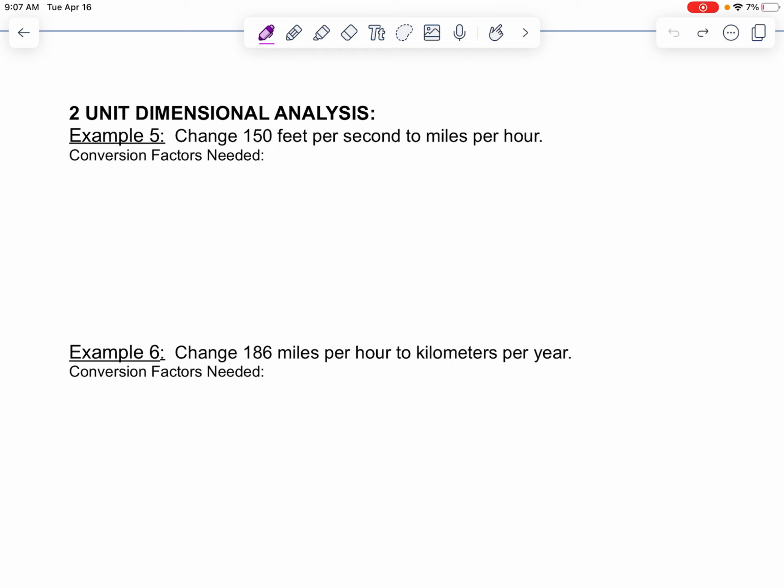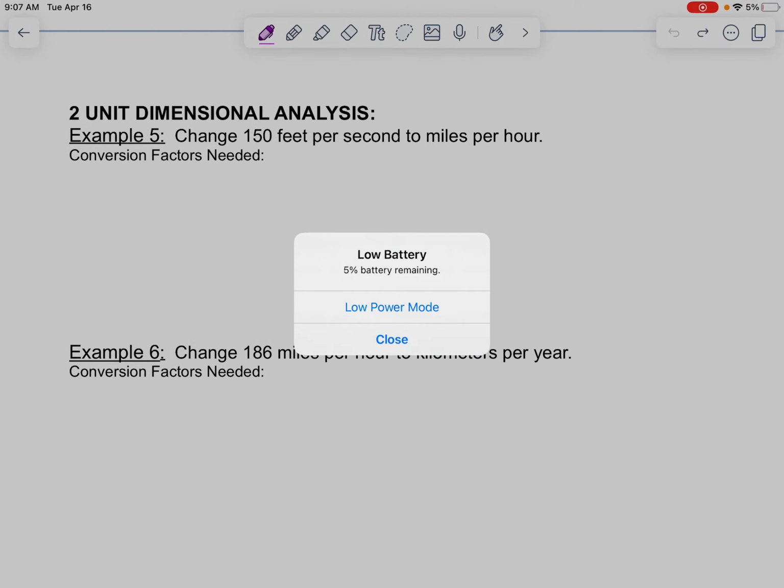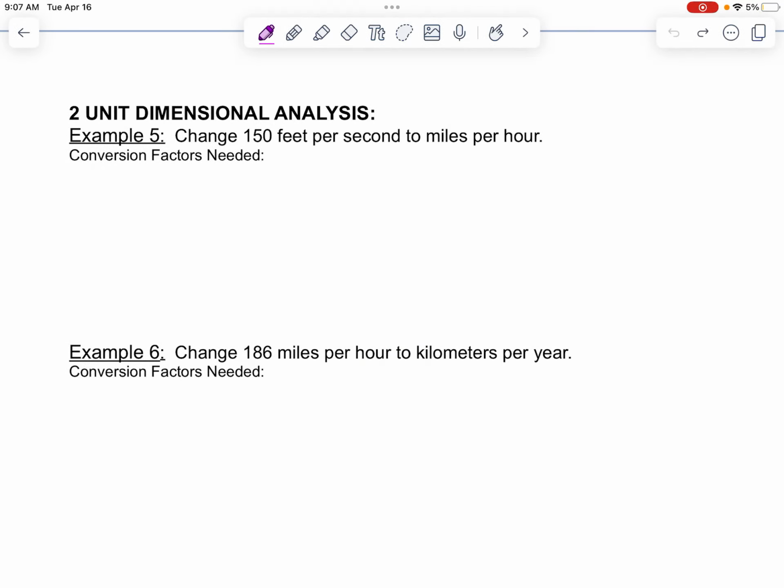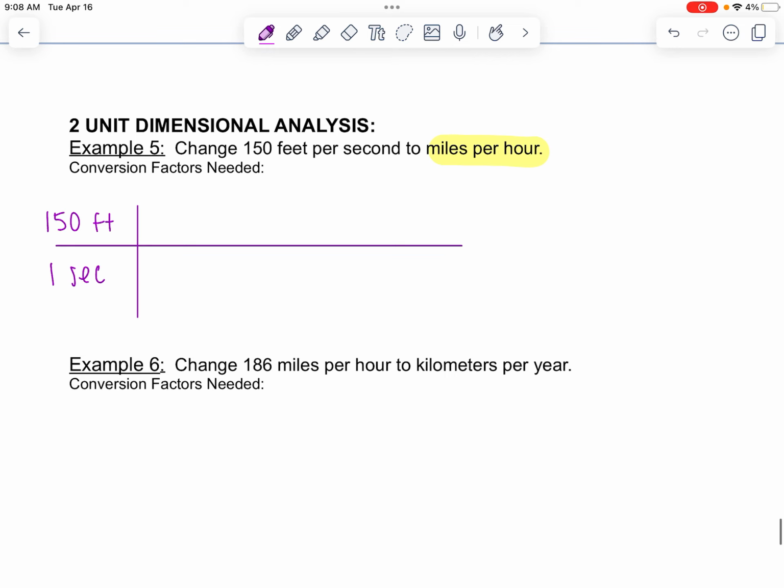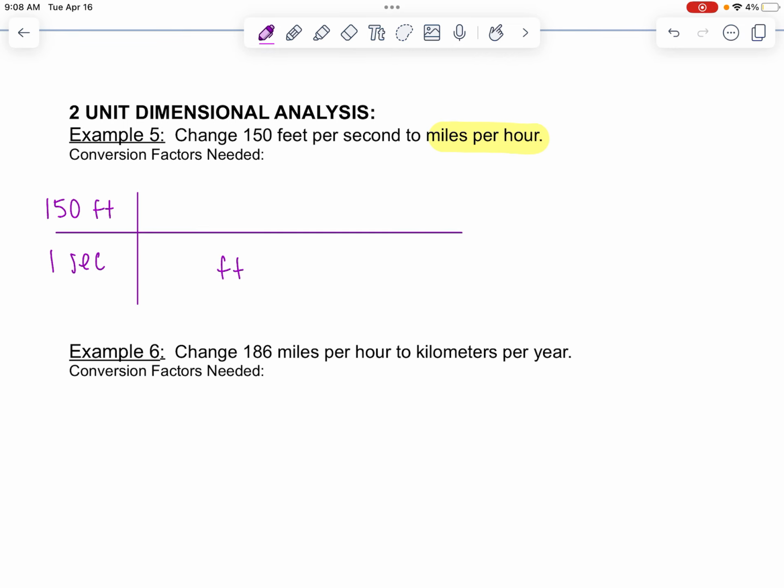So example 5 says change 150 feet per second to miles per hour. And you'll use the conversion factors if needed, okay? So like always, let's draw our table. Let's start with our first rate: we have 150 feet over 1 second. Let's see the conversion that we eventually have to get to, miles per hour. Let's cancel out feet on the bottom.